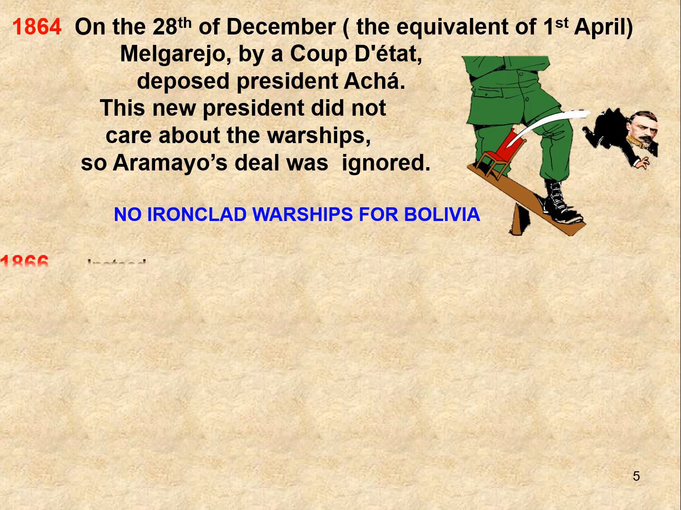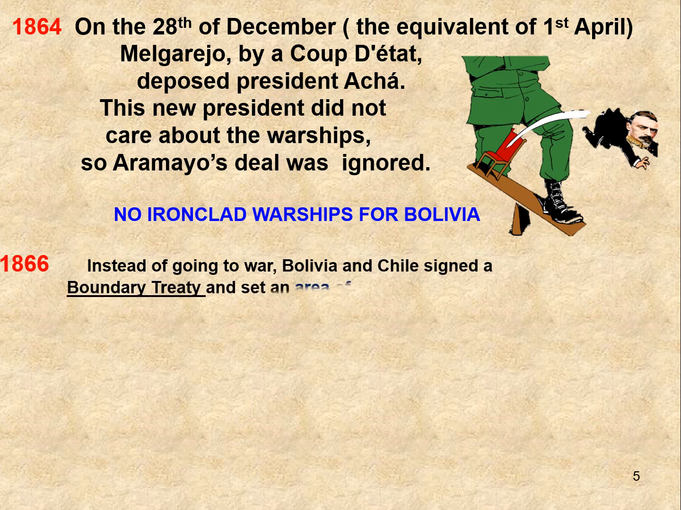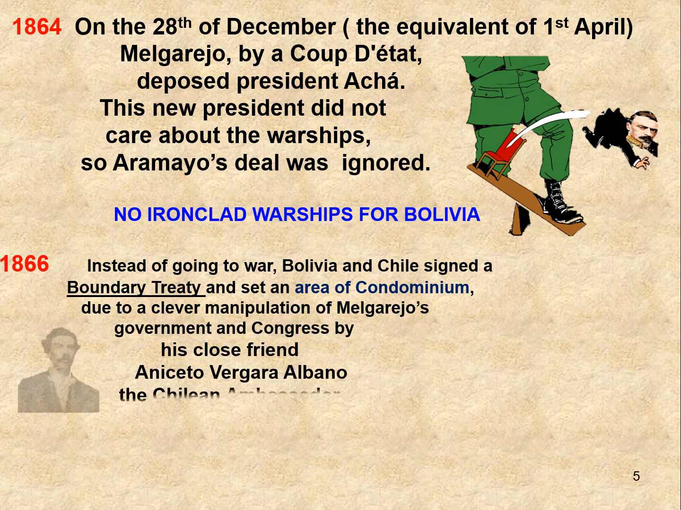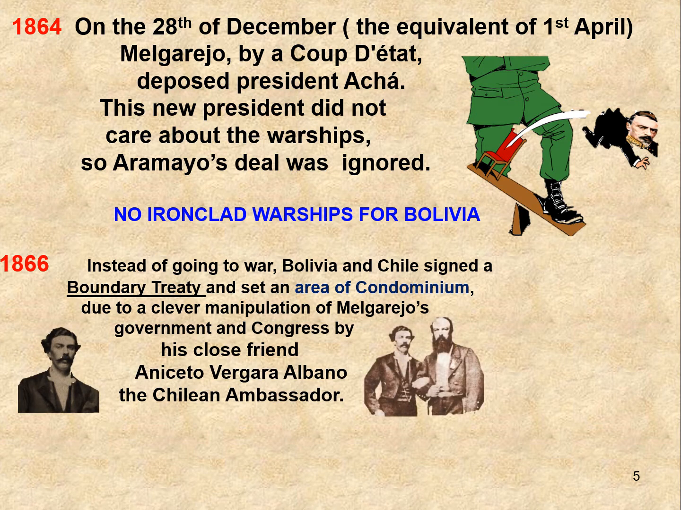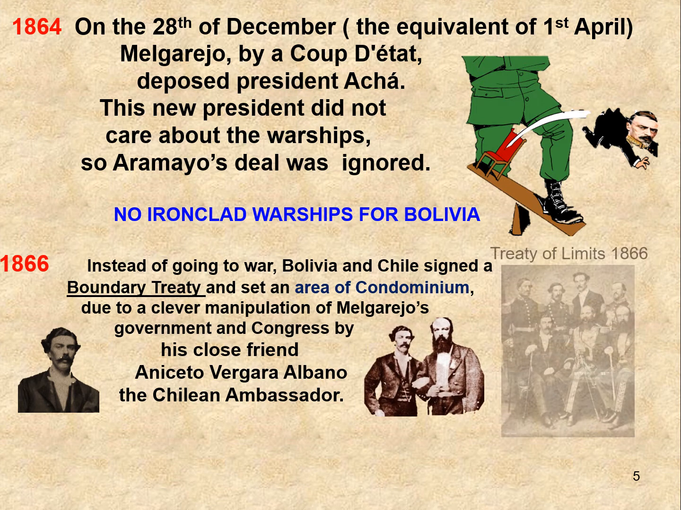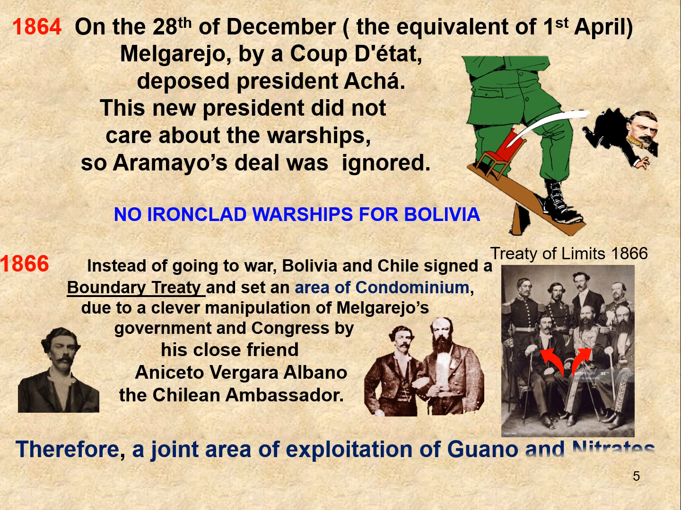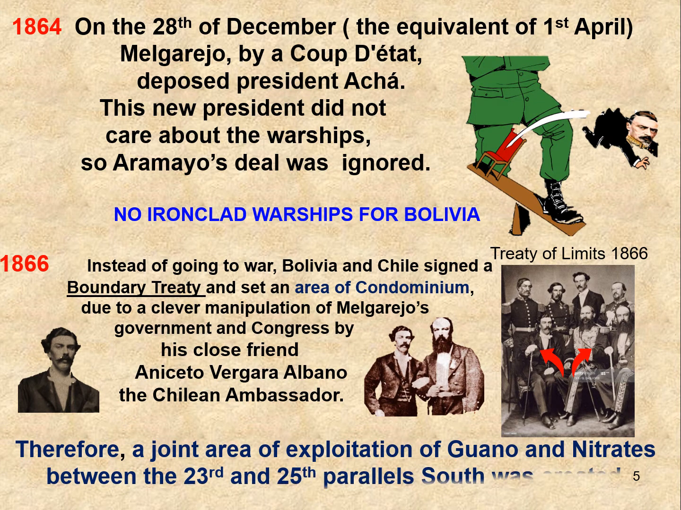In 1866, instead of going to war, Bolivia and Chile signed a boundary treaty and set an area of condominium, due to a clever manipulation of Melgarejo's government and Congress by his close friend Aniceto Vergara Albano, the Chilean ambassador. Therefore, a joint area of exploitation of guano and nitrates between the 23rd and 25th parallels south was created.